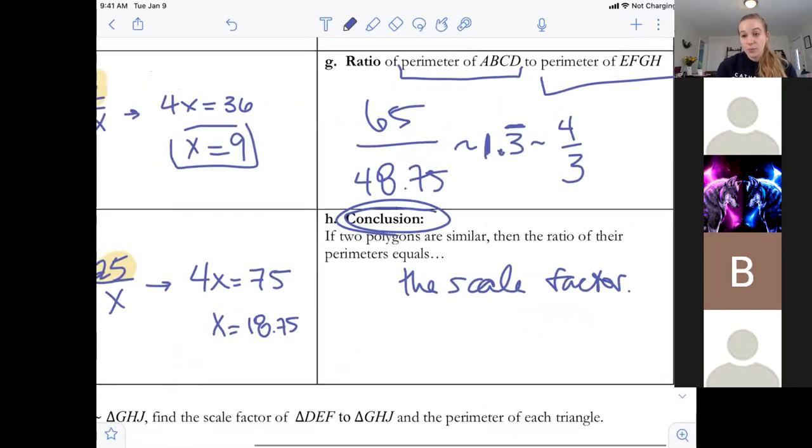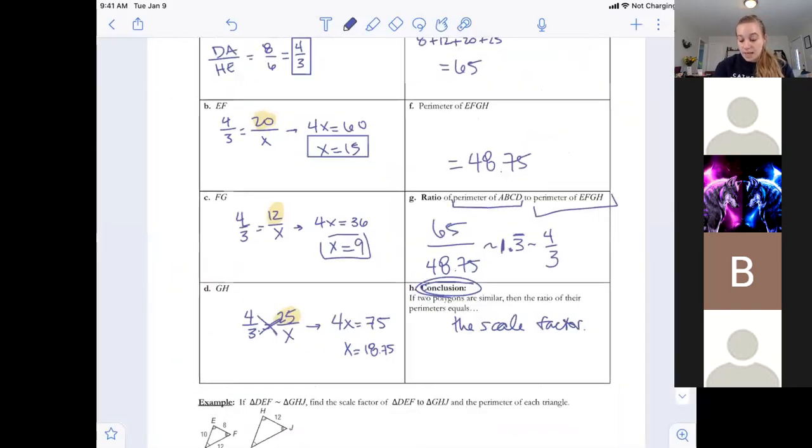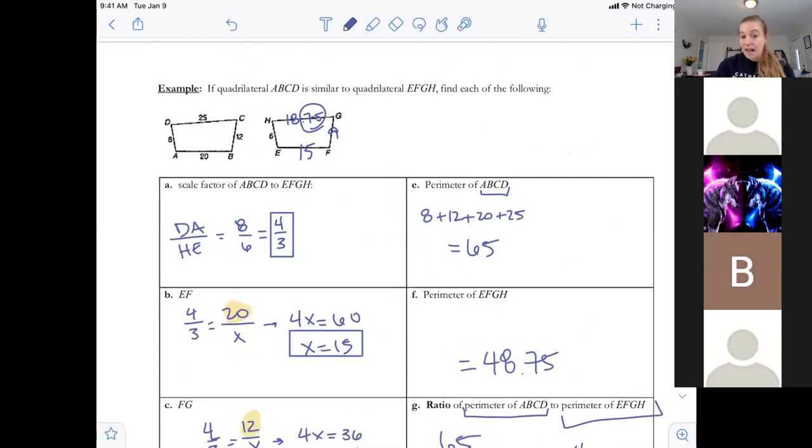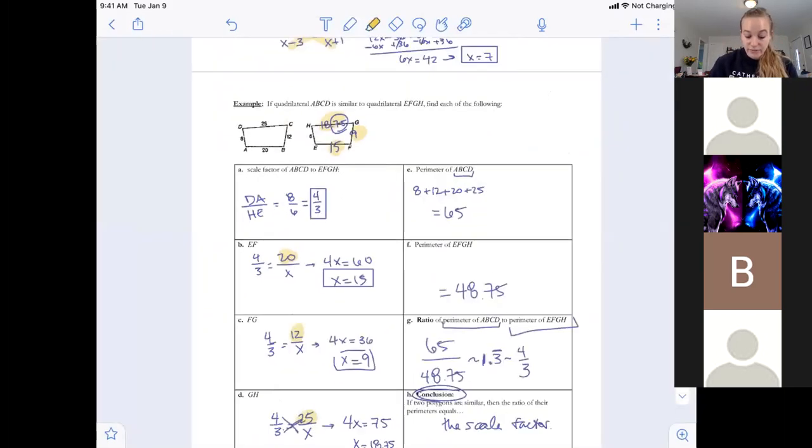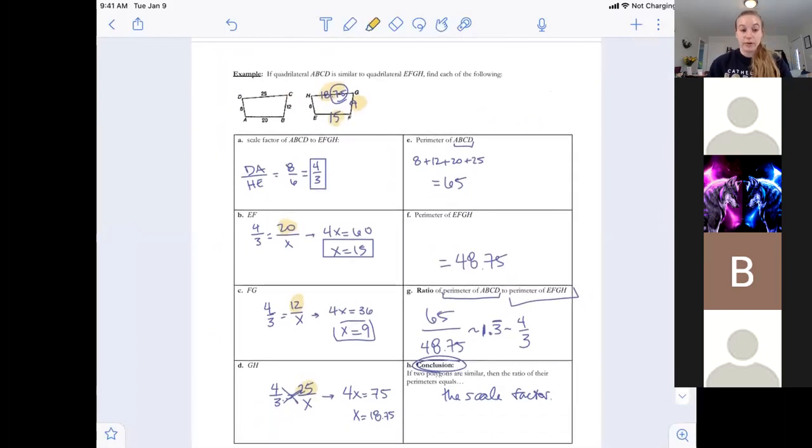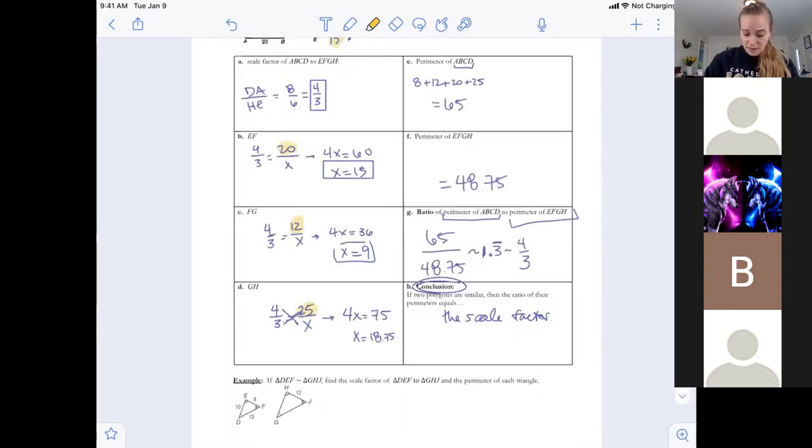So if I only wanted to know what the perimeter was from the very beginning, I didn't have to find all of these sides that we found. I could have simply found the perimeter of the first shape, ABCD, by adding 8 plus 20 plus 12 plus 25 and doing 65 over X equals 4 over 3. We could have just set up a proportion and we wouldn't have had to do half of these other boxes. Okay. Let's actually show that in action. Let's do that on the next problem.